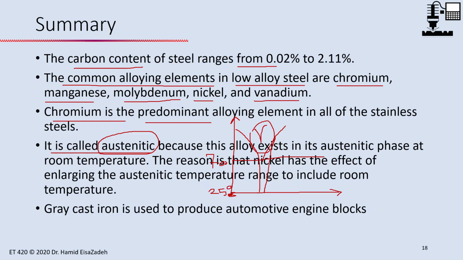The next takeaway is that gray cast iron can be used for automotive engine blocks because of its 3 benefits. It can absorb vibration, it has good lubrication property, and it has low ductility.